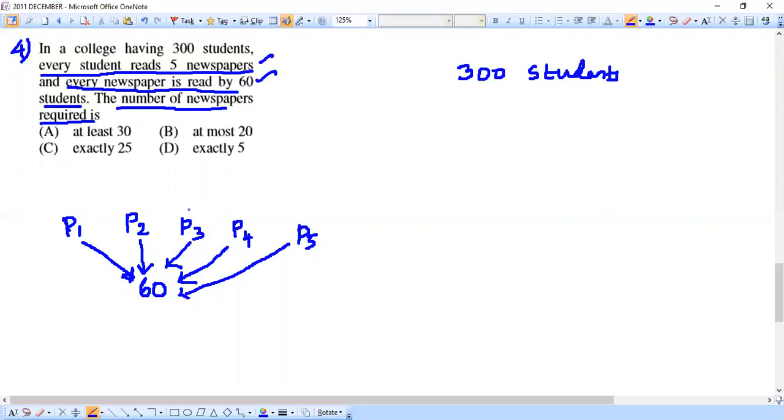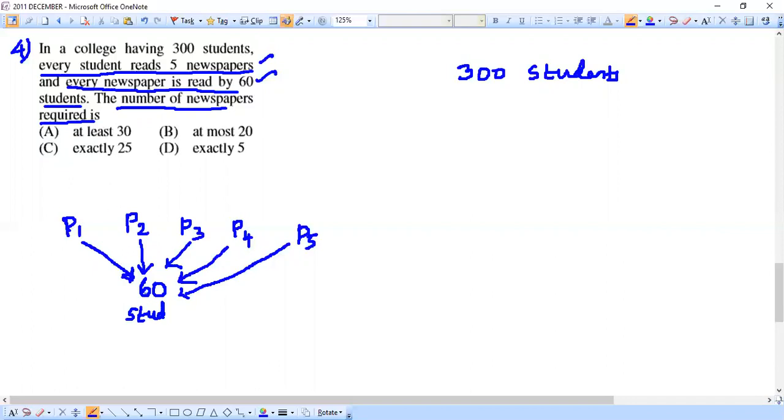Okay, fine, yes. Now the next thing is the other condition. Every student reads 5 papers. See here, I have 60 students. Now each of these 60 students, listen carefully, each of these 60 students is reading 5 newspapers.